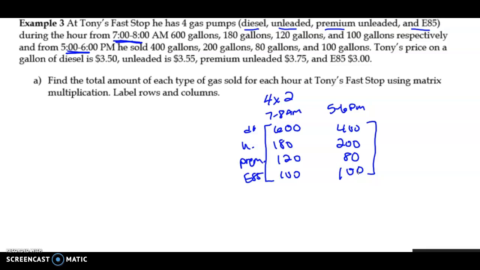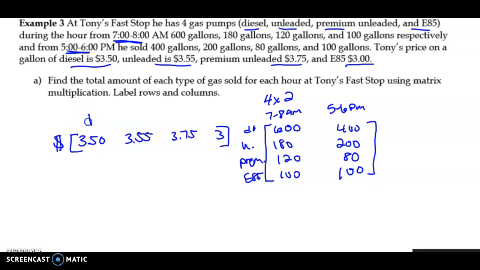Then we're going to write the price of this gas. So again, it went in the same order. So diesel is $3.50, unleaded $3.55, premium unleaded was $3.75, and then the E85 was $3. So we're going to write that one over here. So you have your money. You've got diesel is $3.50, unleaded $3.55, premium unleaded $3.75, and finally the E85 was just $3.